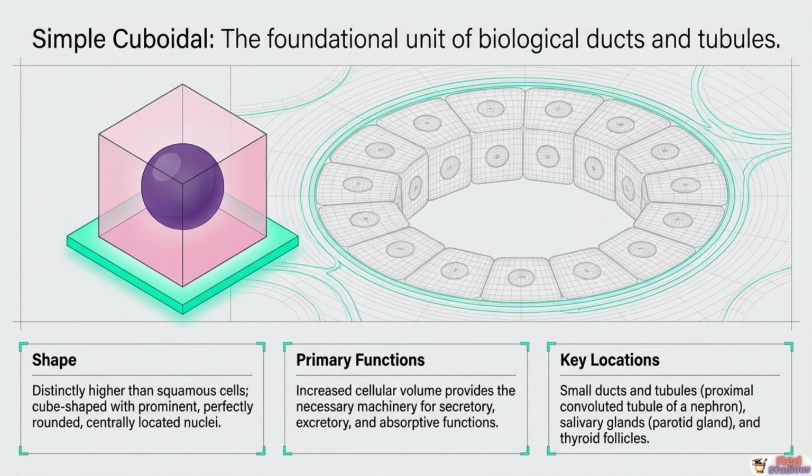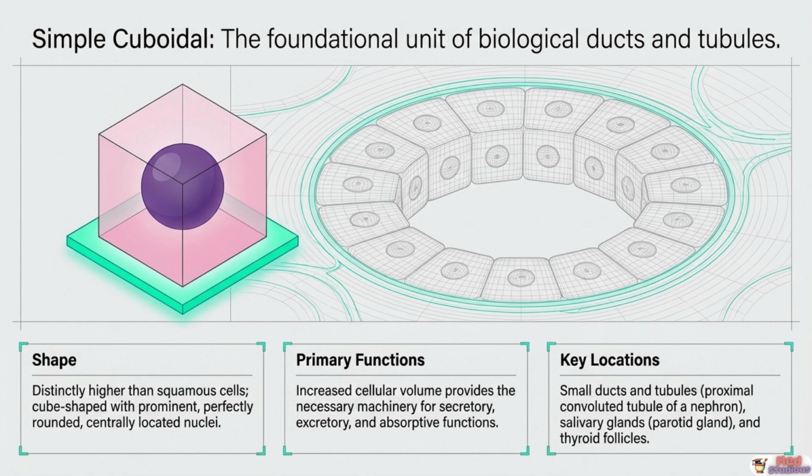The increased cellular volume of cuboidal cells provides the internal machinery necessary for metabolically demanding work: secretory function, excretory function, and absorptive function. These cells are essentially miniature chemical factories. Simple cuboidal epithelium lines the small ducts of glands, including the salivary glands, such as the parotid gland, where it forms the duct walls that transport saliva to the oral cavity.